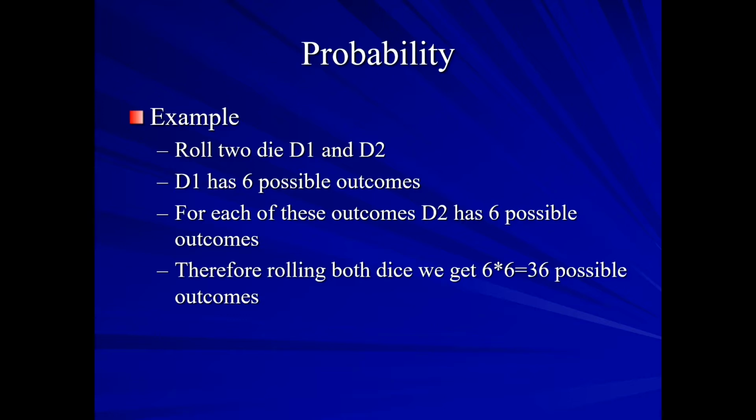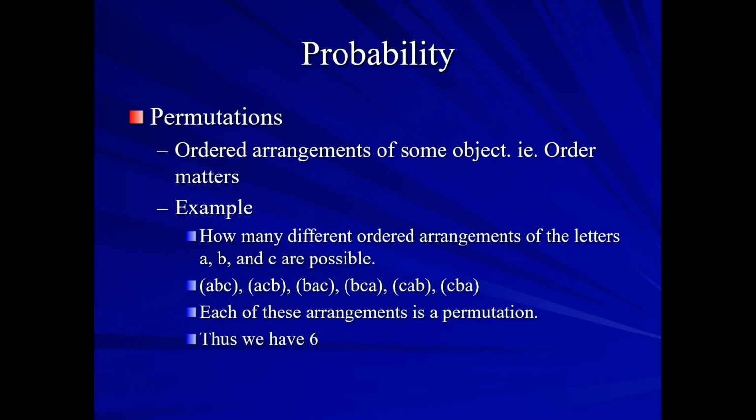I'll call the first dice D1 and the second dice D2. Perhaps D1 is red and D2 is blue. D1 has 6 possible outcomes. It can land on 1, 2, 3, 4, 5, or 6. However, for each of these outcomes, D2 also has 6 outcomes because it can land on 1, 2, 3, 4, 5, or 6. Therefore, rolling both dice, we get 6 times 6. That's 36 possible outcomes. We also need to discuss the idea of what are called permutations.